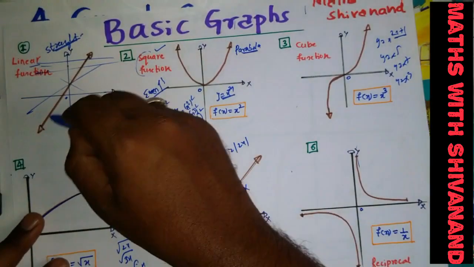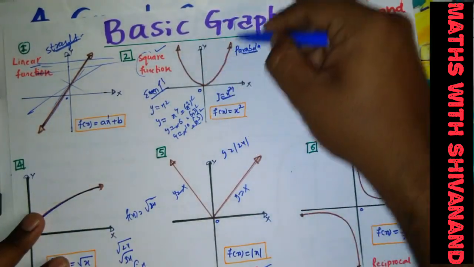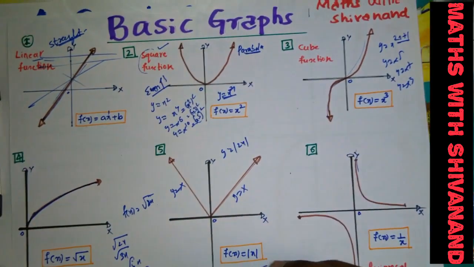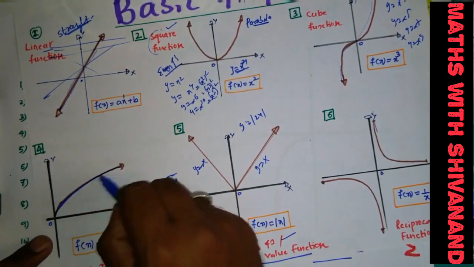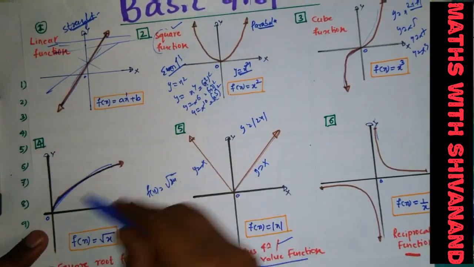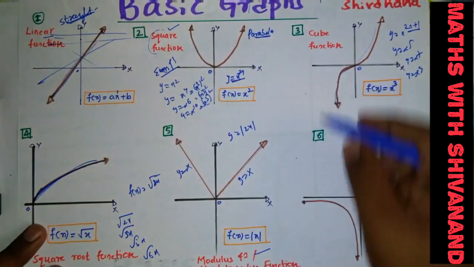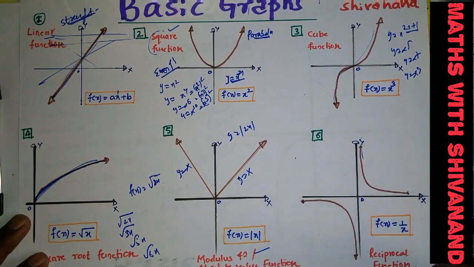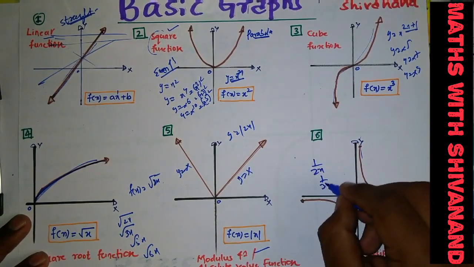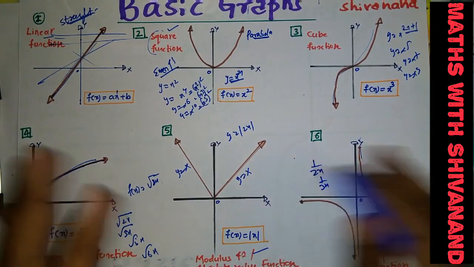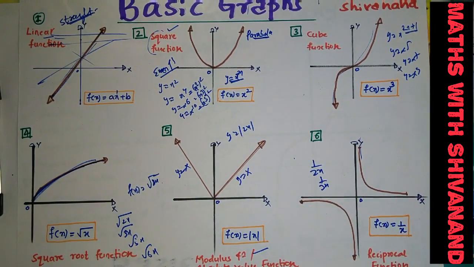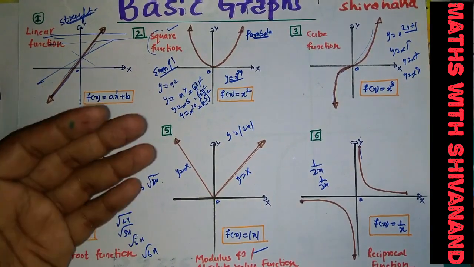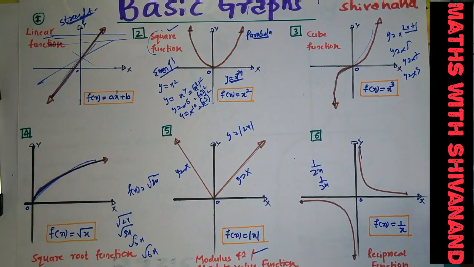So remember, kids: a straight line is a linear function, a parabolic shape is a square function, this kind of category is the cube function, the shape of the root function is called the square root function, the V-shape category is the modulus function, and the reciprocal function has two leaves. You can draw 1 by 2x or 1 by 3x or 1 by 5x, anything can be of the same shape. We'll study a lot of sessions on this graph part, how to draw y equals f of x equal to 1 by x cube, x raised to 5. We'll see in my next session.